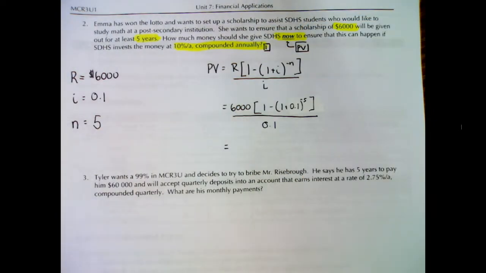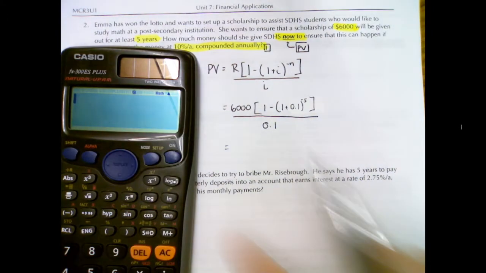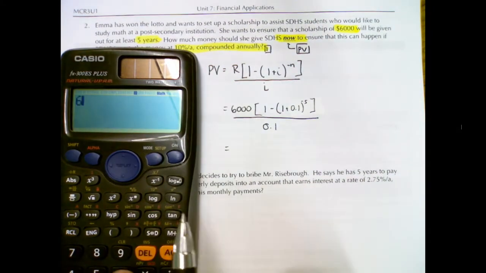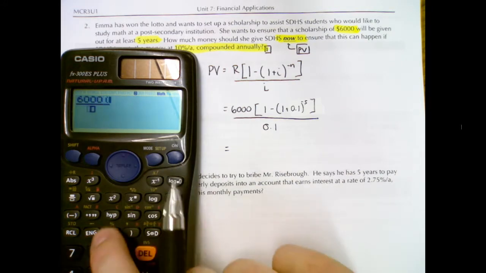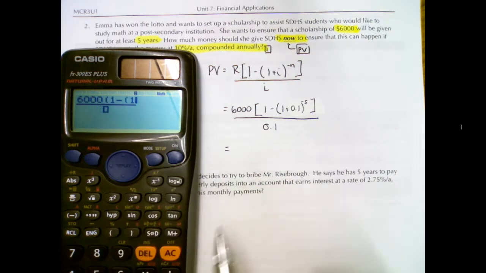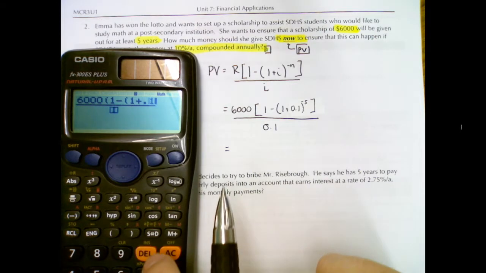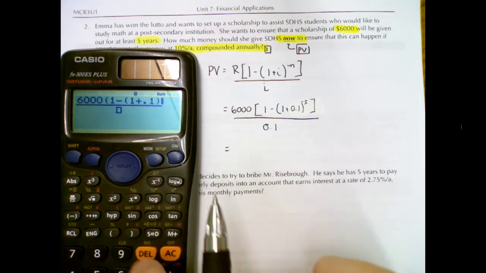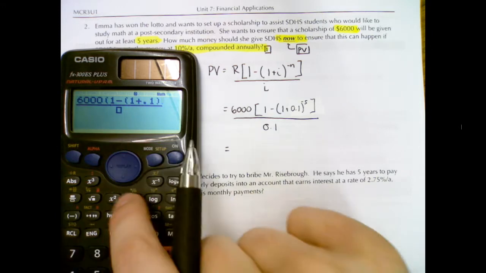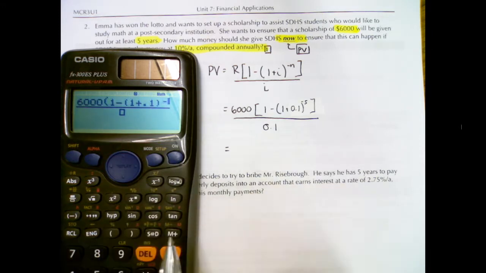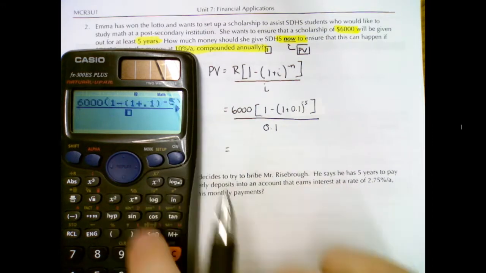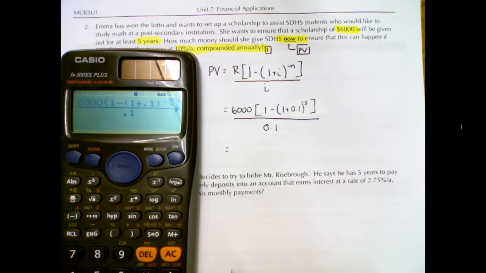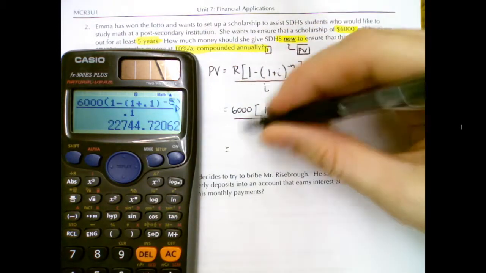Alright, let's try to punch this in our calculator. So I'm going to make a big fraction again. We've got 6,000, 1 minus, 1 plus 0.1, I guess I could have done that math in my head, to the exponent, negative button, 5, and close bracket, and on the bottom, 0.1. How did we do? $22,744.72.